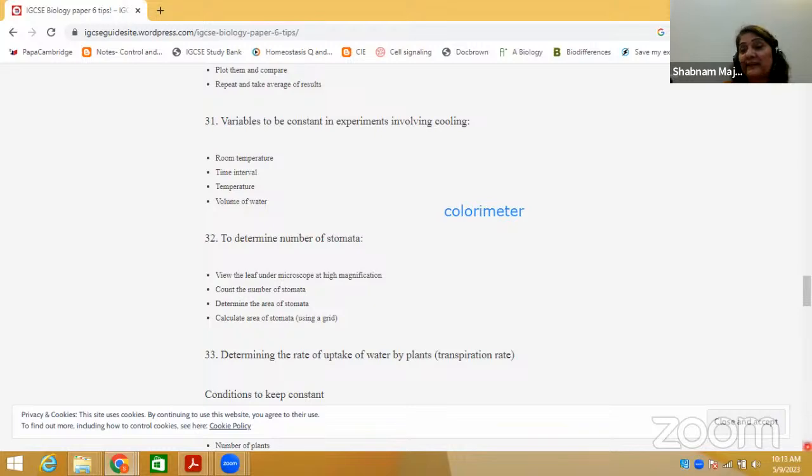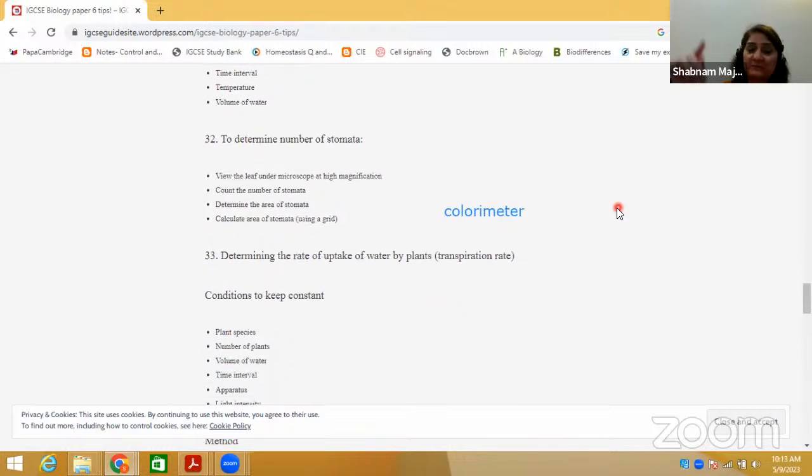Determine the number of stomata. As I said, in dicots the number of stomata is greater on the lower surface as compared to the upper. In monocots, stomata are present almost in equal amounts on the upper and lower surfaces. So view the leaf under a microscope at high magnification.